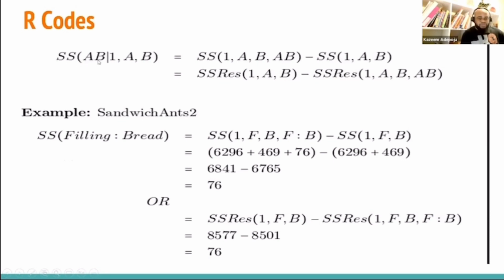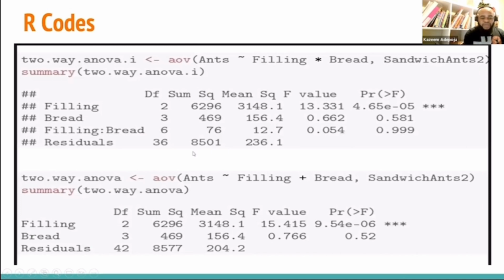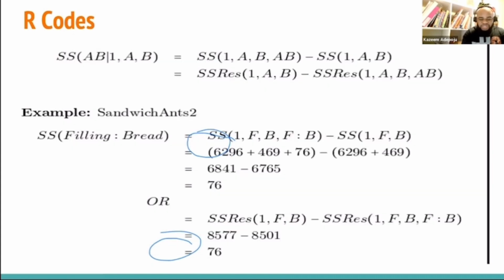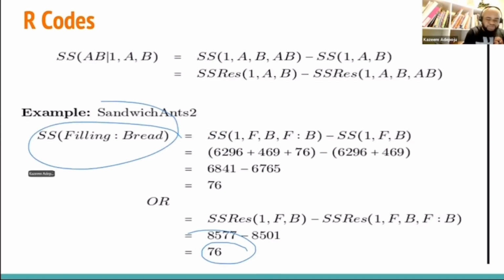I want to get the sum of square interaction, adjusting for the main effect of A and the main effect of B. I'm actually going to use this formula. If I want to go by residual, I'm going to use the residual here and the residual here. Take a look at that. When I subtract the residual, that will give you the sum of square interaction, 76.